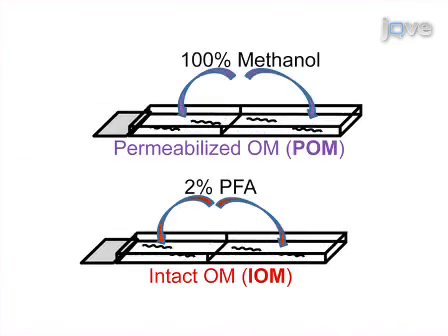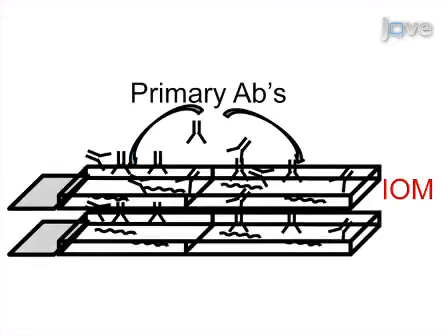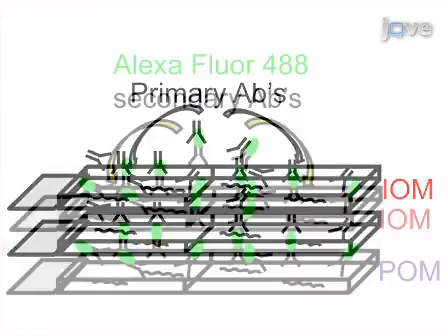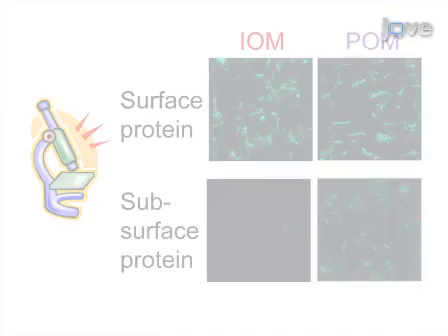Adherent leptospires are fixed with 2% paraformaldehyde to preserve an intact outer membrane for surface protein assessment, or with 100% methanol to permeabilize the outer membrane to reveal subsurface proteins. The fixed leptospires are then labeled with specific antibodies and visualized by fluorescence-labeled secondary antibodies.